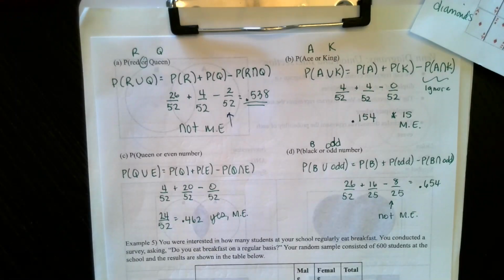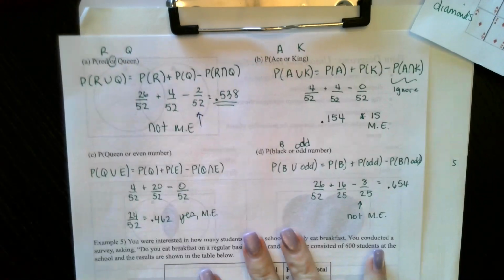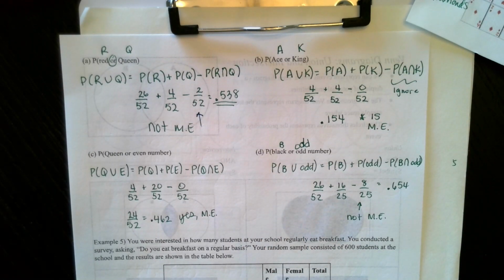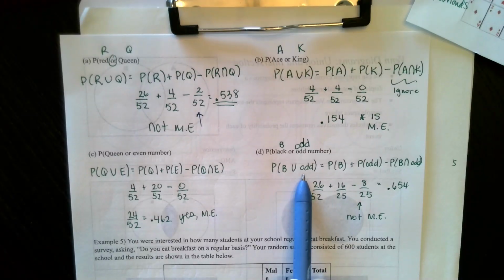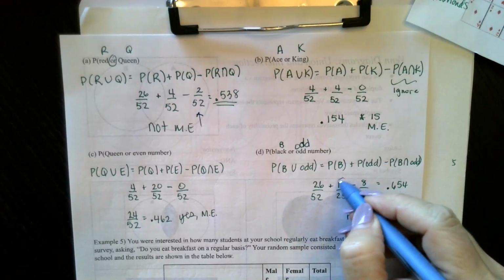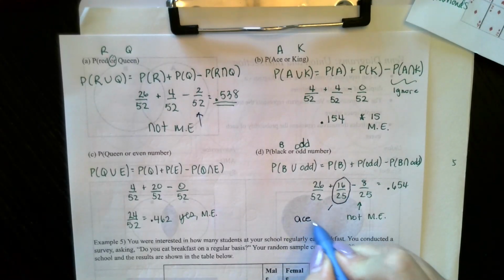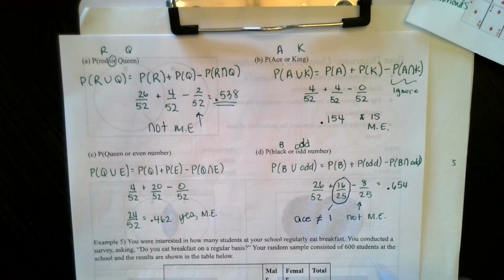Okay. This one was pretty easy. This one's a little more difficult. So, probability of odd. I used the word odd and not an O because I didn't want to get that confused with the 0. This number 16 over 25, it's important to know that an ace is not a 1.